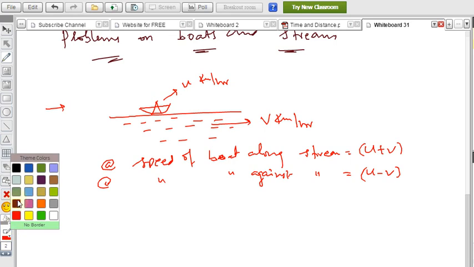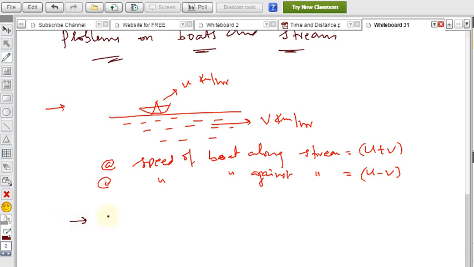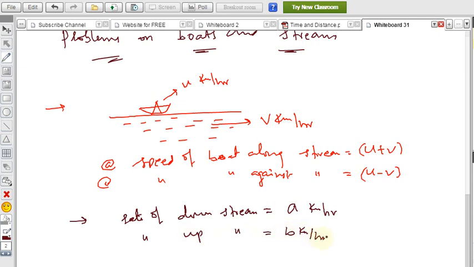Now let us take an example. Let the rate of downstream, the downstream speed, be a kilometer per hour, and the rate of upstream be b kilometers per hour. Rate is nothing but speed, so the speed of downstream is a, and the speed of upstream is b.